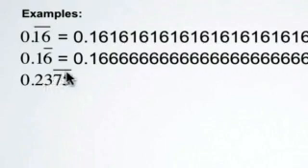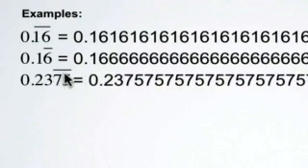0.2375 with the bar above the 7 and the 5. 2-3 happens before our pattern, and then 7-5 is what repeats. 7-5, 7-5, on and on.